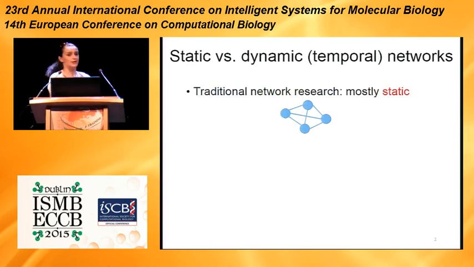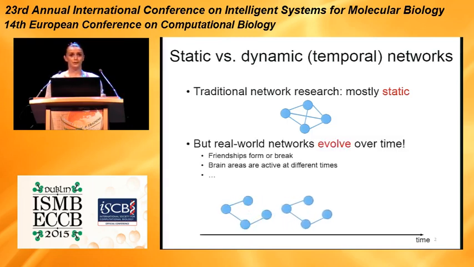So traditional network research has been mostly static. For example, in the computational biology domain, researchers have typically studied static network representations of the cell, even though cellular functioning, along with many other real-world phenomena, is dynamic. So why? Well, one key reason is simply we didn't have dynamic network data available.